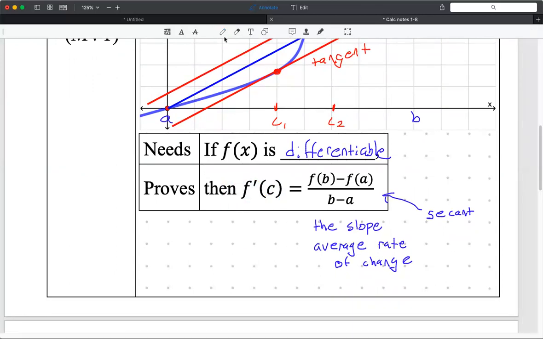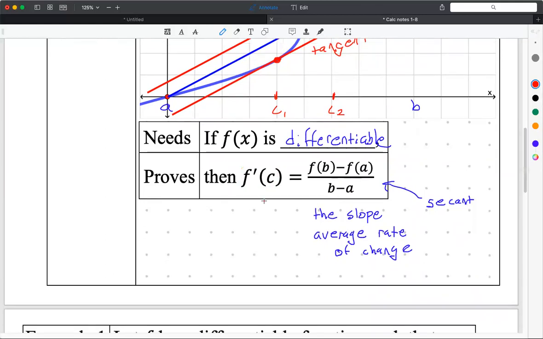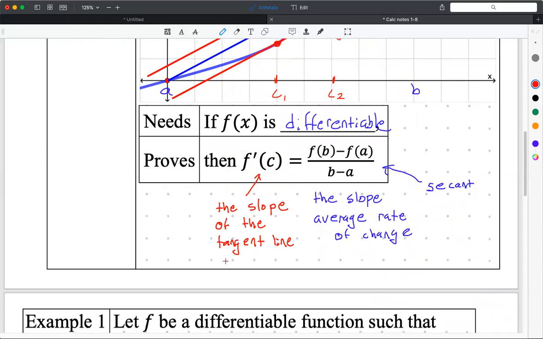So I can come back here and grab some things. There we go. So I'll write down here that this is the slope of the tangent line. And obviously, it has to be somewhere in between A and B. And I'll just say at some point. We don't know what point.